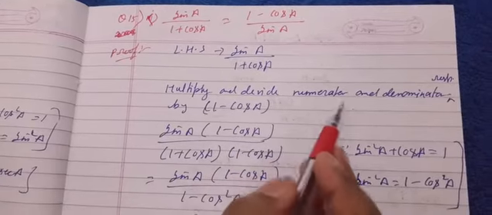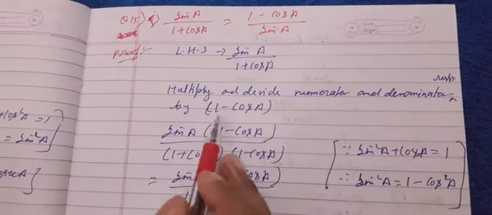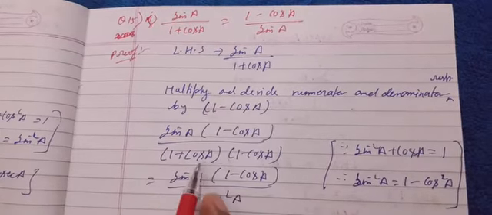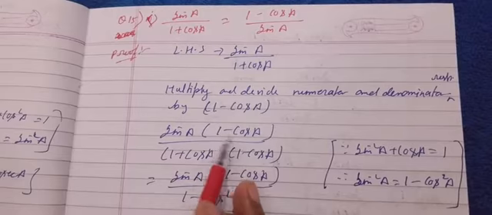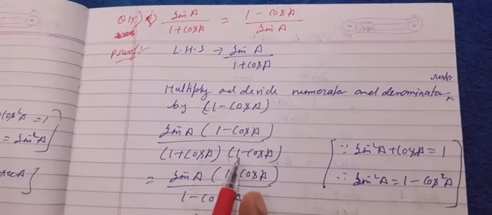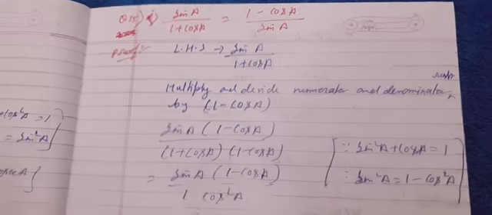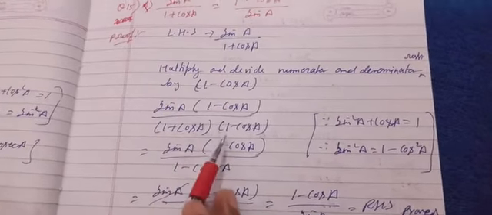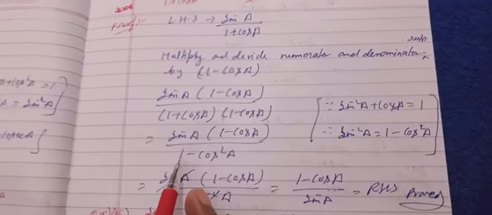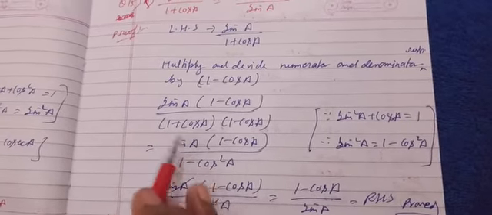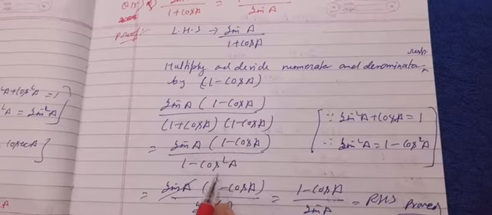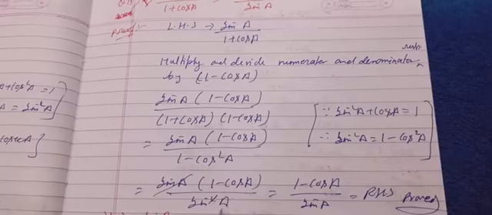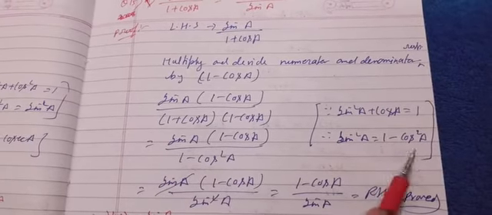Multiply and divide numerator and denominator respectively by 1 minus cos A. So sin A upon 1 plus cos A I have written, and I have multiplied by 1 minus cos A and divided by 1 minus cos A. Now the numerator as it is I have copied here, and here 1 plus cos A into 1 minus cos A means 1 minus cos square A, because A plus B into A minus B is A square minus B square. And we know that 1 minus cos square A is equal to sin square A. So we have written that as well.